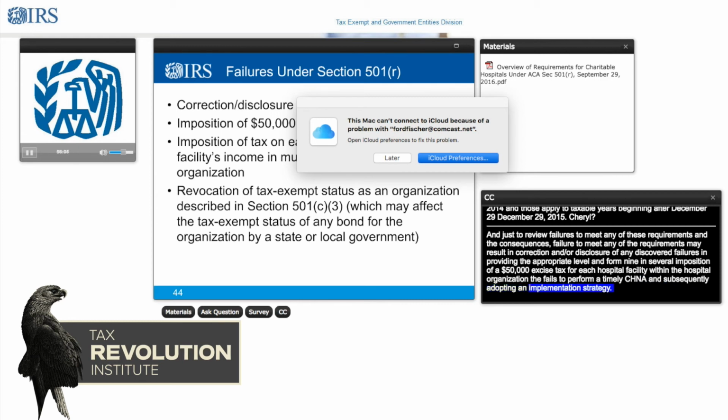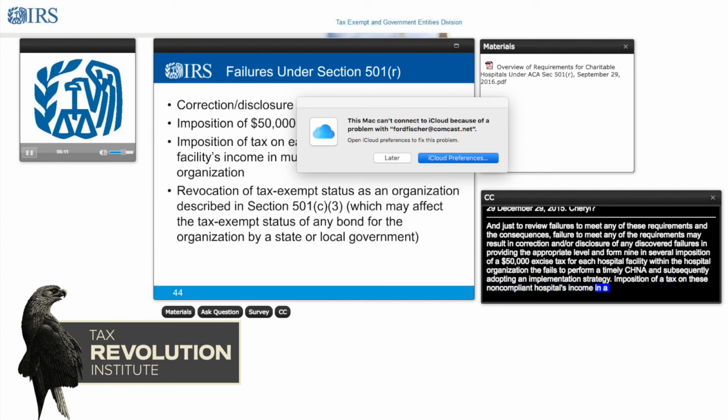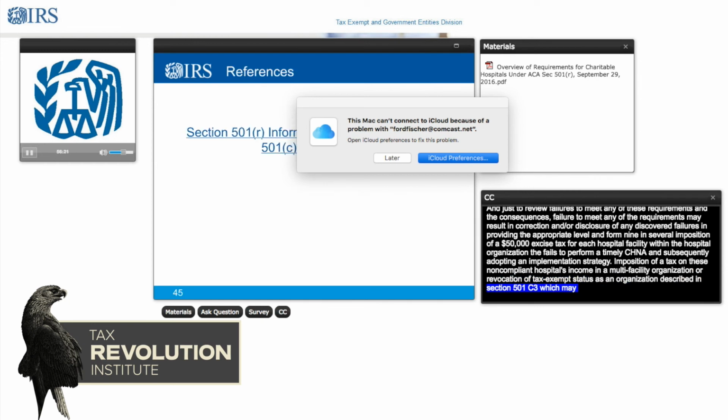Imposition of a tax on each non-compliant hospital facility's income in a multi-facility hospital organization, or revocation of tax-exempt status as an organization described in Section 501c3, which may affect the tax-exempt status of any bond issue for the organization by a state or local government. All facts and circumstances are considered.